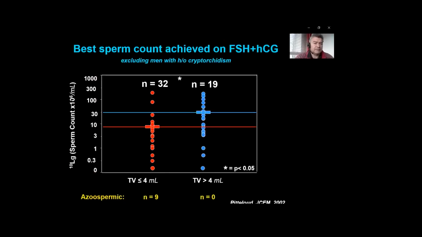And what kind of sperm counts are being achieved? Well, again, if you are at the severer end with testes less than 4 mil, the median sperm count achieved at your peak is about 10 million, which is not stunning.